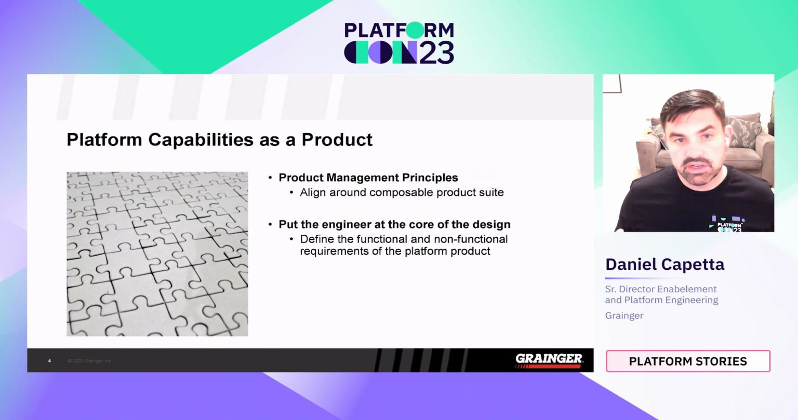I wanted to start by talking a little bit around platform capabilities as a product. What I mean by that is bringing our product management principles to the capabilities that our platform teams create for our software engineers. What this does is it allows our product management focus to create individual products that are focused on the engineer and align around this idea that we're going to let people compose the solution that they need from the different product offerings that we have.